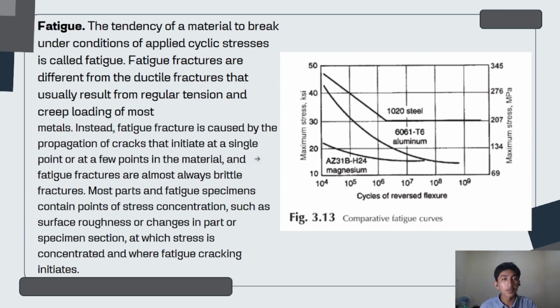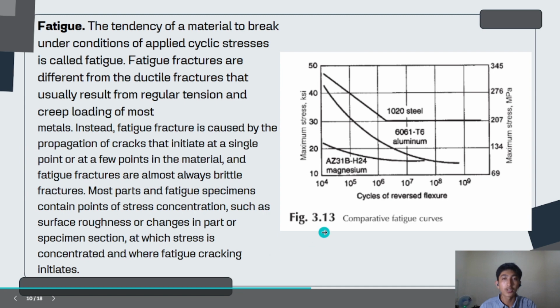And fatigue fractures are almost always brittle fractures. Most parts and fatigue specimens contain points of stress concentration, such as surface roughness or a change in part or specimen section, at which stress is concentrated and where fatigue cracking initiates.